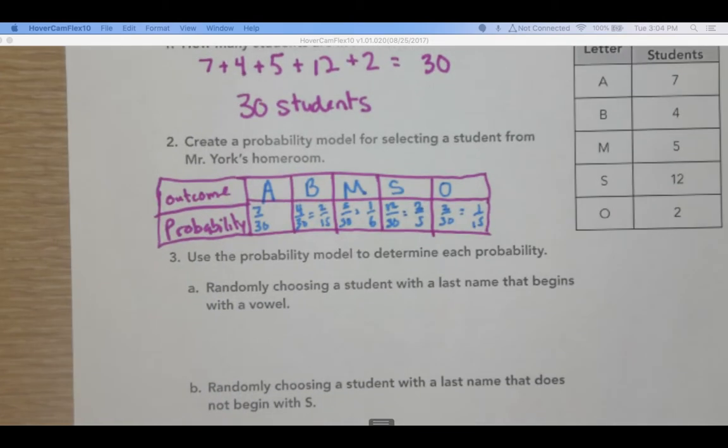Okay. So that is my probability model. I notice that they are different, so it's a non-uniform probability model. Hopefully I don't make that mistake again.